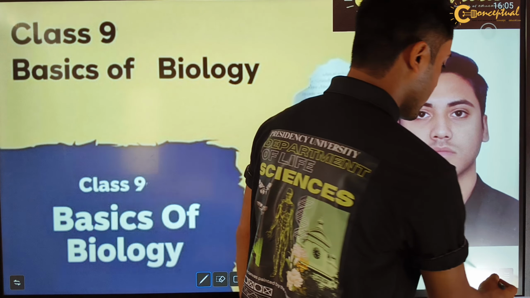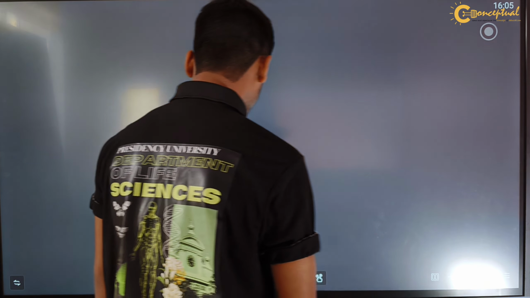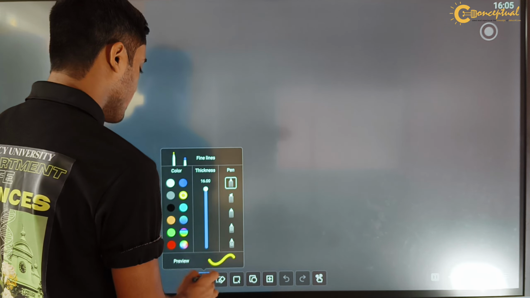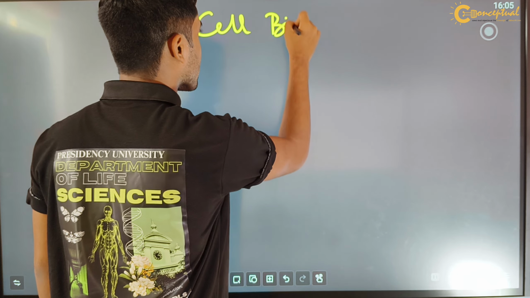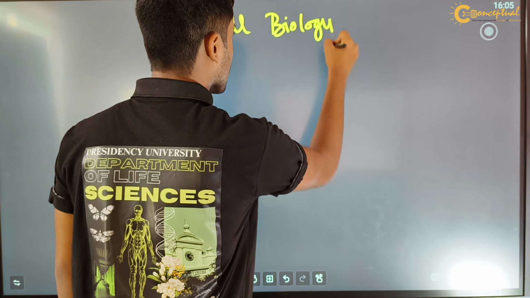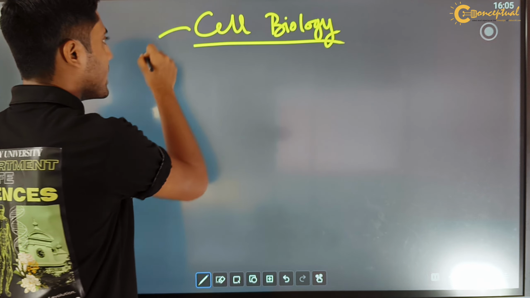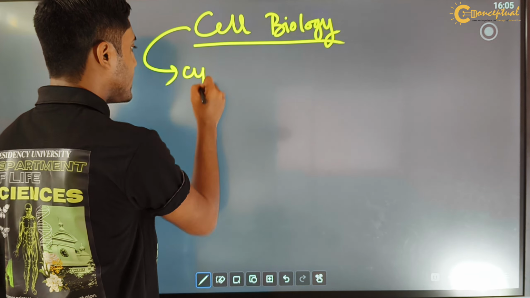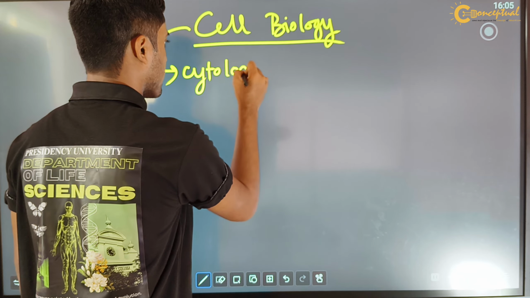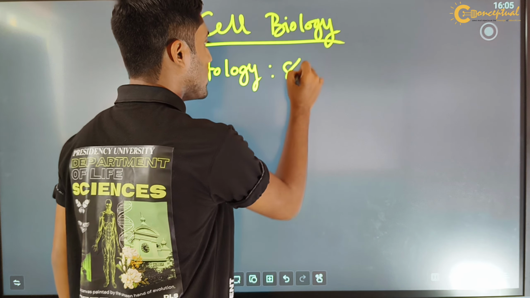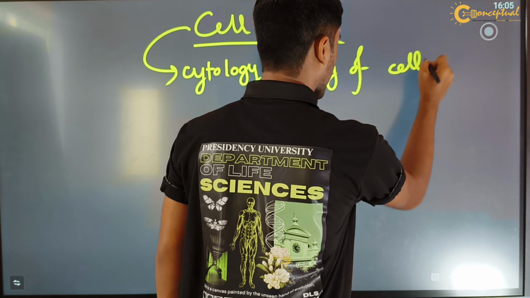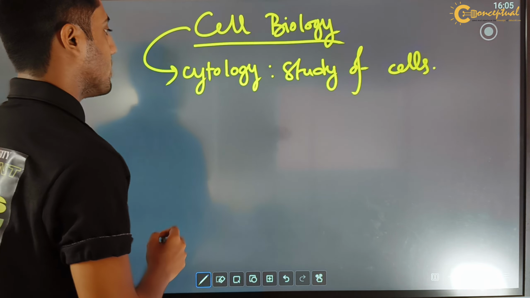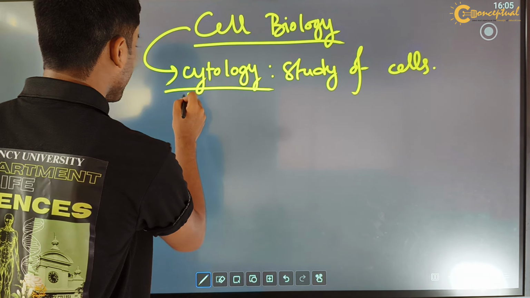So, beginning with the second part of the chapter. The second part of the chapter speaks about cell biology. The scientific term for cell biology is cytology, which deals with the study of cells. In this part of the chapter, we'll be studying different components of cytology.